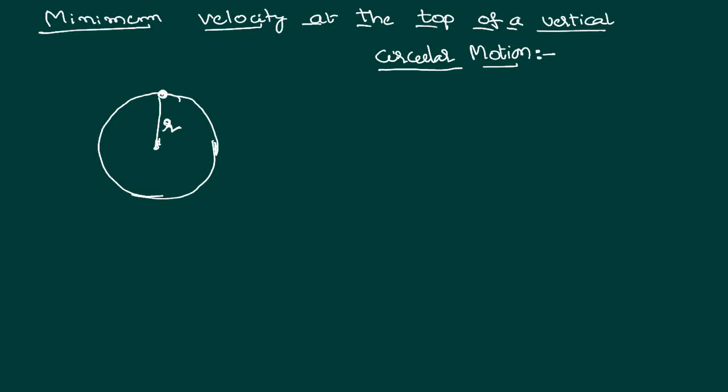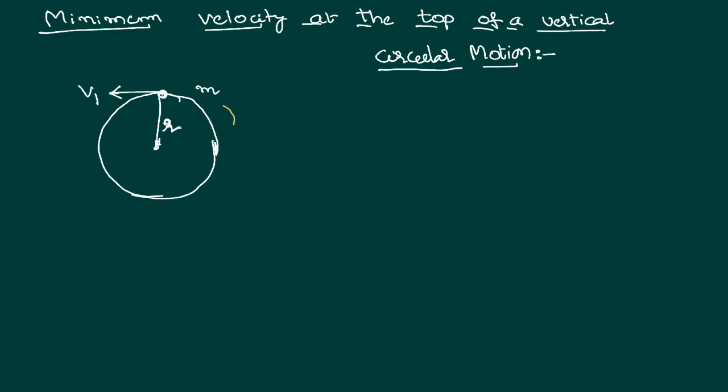Hello everybody. Here we would like to calculate the minimum velocity at the top of the vertical circular motion. Let us consider a body of mass m revolving in a vertical circle. Let its velocity at the point V be v1. Here we would like to calculate the minimum velocity v1 required so that we can continue the body in a vertical circular motion.